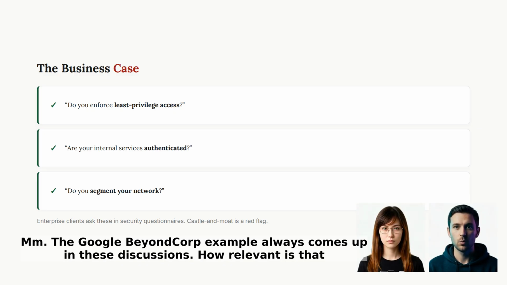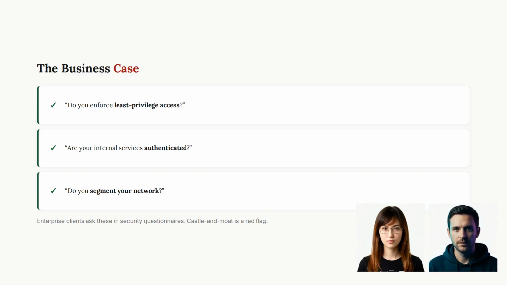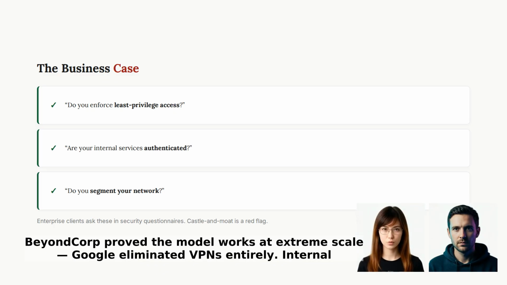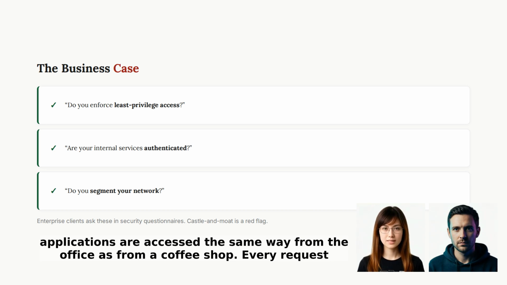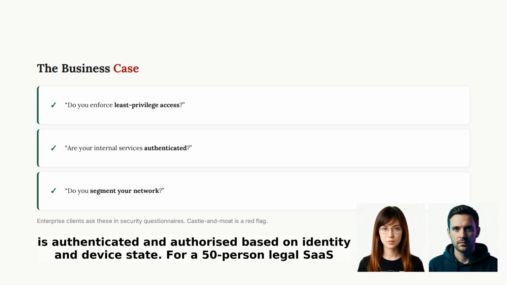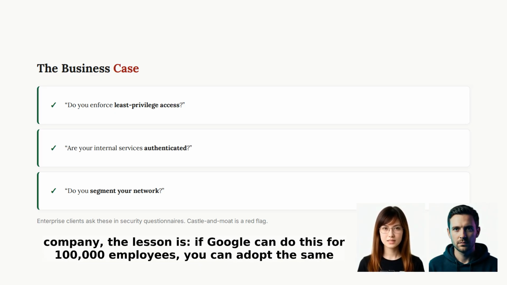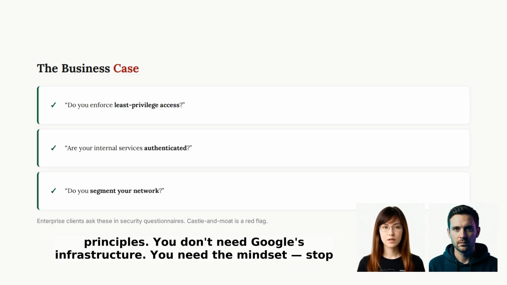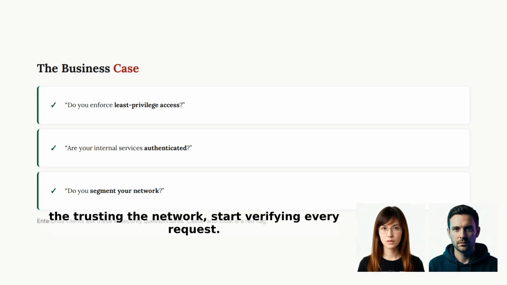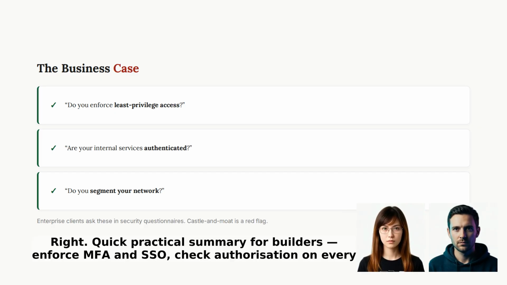The Google BeyondCorp example always comes up in these discussions. How relevant is that for a smaller company? BeyondCorp proved the model works at extreme scale. Google eliminated VPNs entirely. Internal applications are accessed the same way from the office as from a coffee shop. Every request is authenticated and authorized based on identity and device state. For a 50-person legal SaaS company, the lesson is, if Google can do this for 100,000 employees, you can adopt the same principles. You don't need Google's infrastructure. You need the mindset. Stop trusting the network. Start verifying every request.